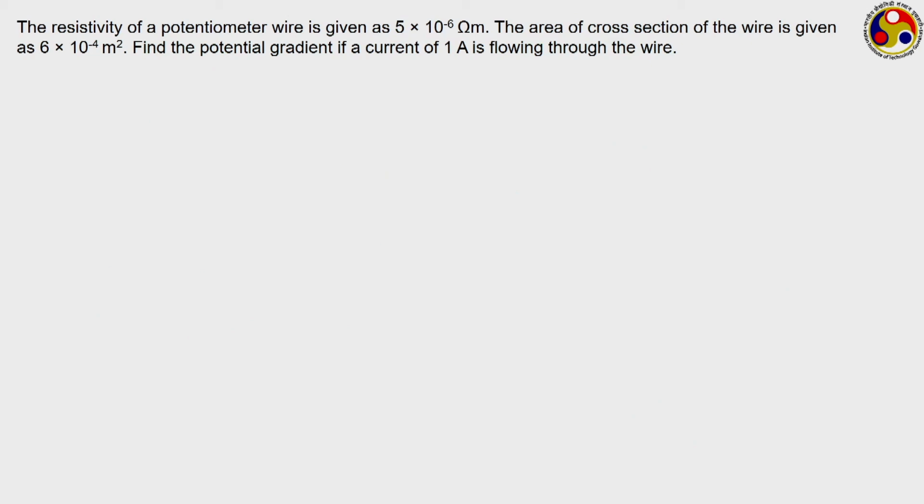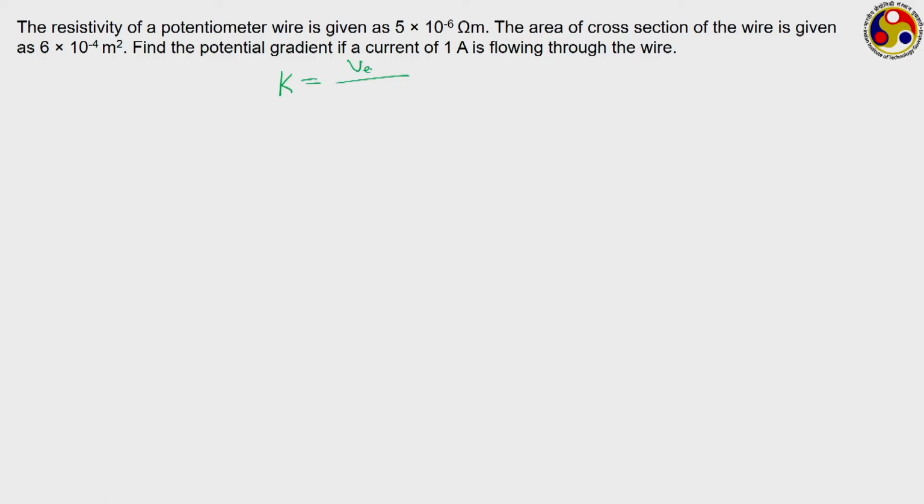Let us try to get some idea about one small problem involving potentiometer. Here our problem is, we have the resistivity for a potentiometer given, the cross section area is also given, and you have to find the potential gradient if 1 ampere current is flowing through the wire. Let us say K is the potential gradient.